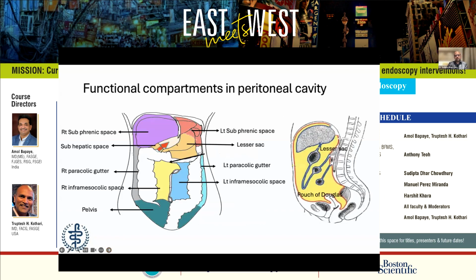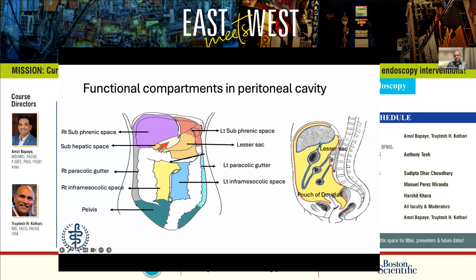So before we go into this, I just wanted to remind everyone, because most of us are gastroenterologists and not really surgeons, that we forget the spaces that we have to deal with within the peritoneal cavity. The spaces where fluid can usually accumulate are the right subphrenic space, the left subphrenic space, the lesser sac, the right and the left paracolic gutter, the right and left inframesocolic space, and of course the pelvis.